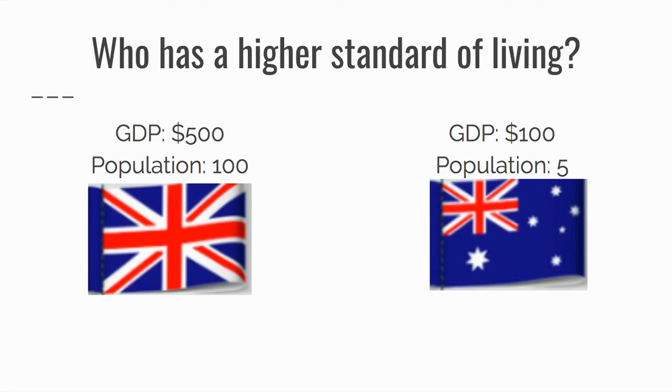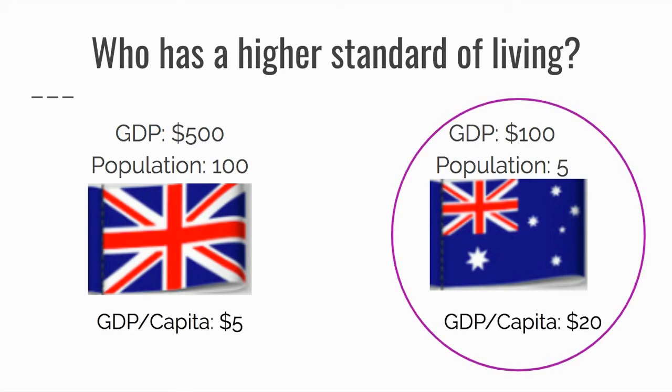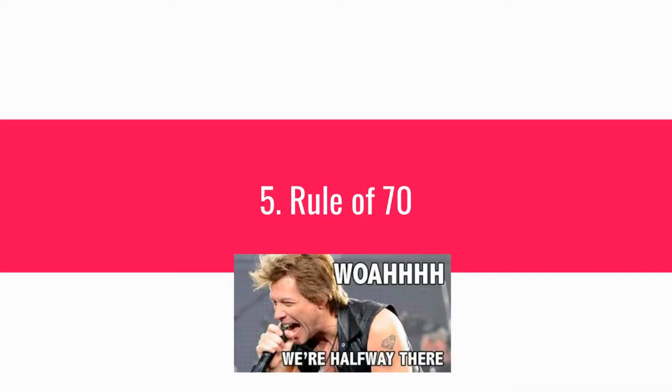So look at the numbers and tell me, which country's citizens have a higher standard of living? Well, if you did the calculation correctly, the answer is Australia, since their GDP per capita is higher. So even though in this example Britain has a higher GDP, they have a lower GDP per capita than does Australia. On to our 5th topic, the rule of 70.